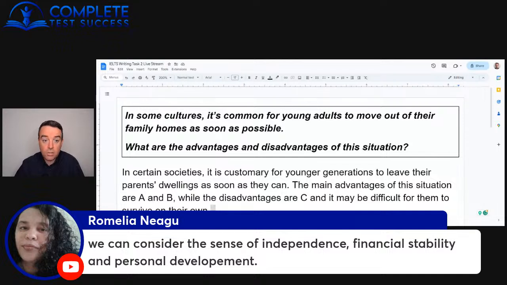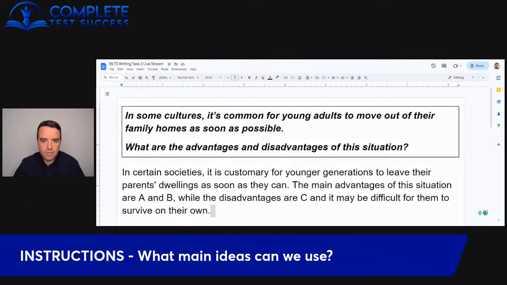Now, I'm not saying you're wrong. You might be able to explain it to me and I go, oh, okay, now I understand. But when I look at it, I don't immediately see that. But sense of independence and personal development, I can definitely see how that's going to be relevant. So I'm going to add those.